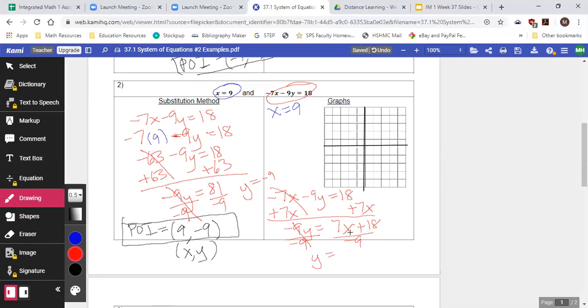And my equation is going to be 7 divided by -9, so -7 over 9x. And 18 divided by -9 is -2. So my y-intercept is going to be at -2. And I can scale by 2, because x equals 9. So scaling by 2s: 2, 4, 6, 8, 10. So scaling by 2s, x equals 9.